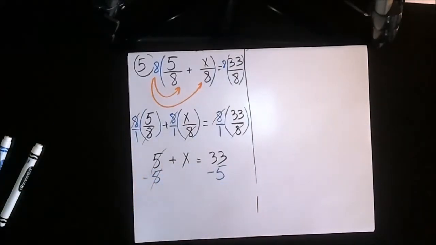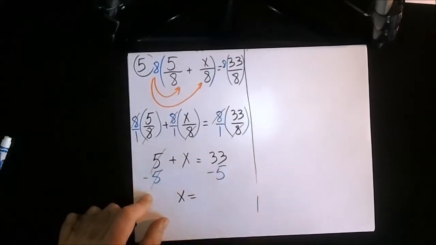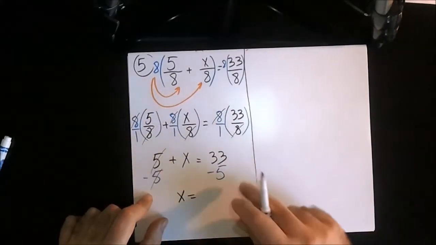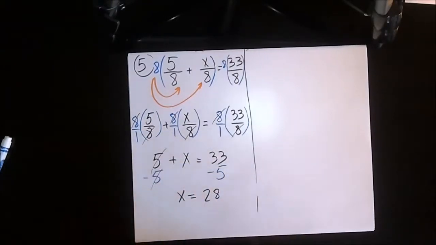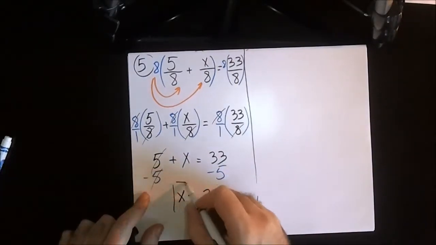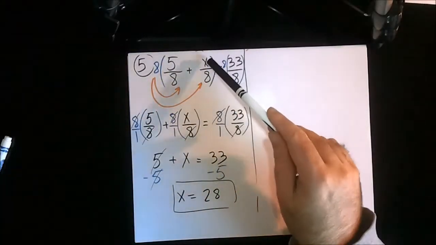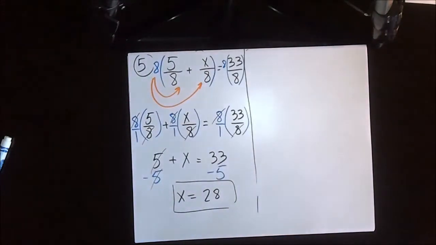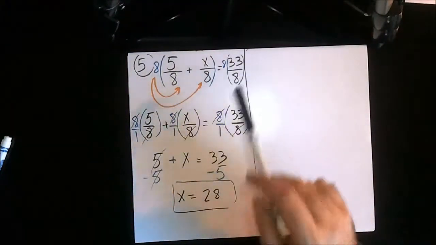5 minus 5 is 0. That means I have x now, positive x. 33 minus 5, that's 28. That's it. And done. You can always check your work by taking this 28, plugging it in over here, and once you crunch your numbers, everything works out. You should get this answer.